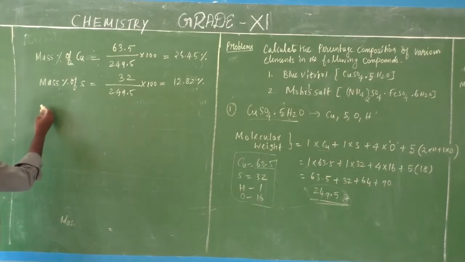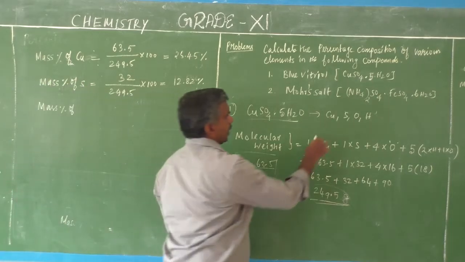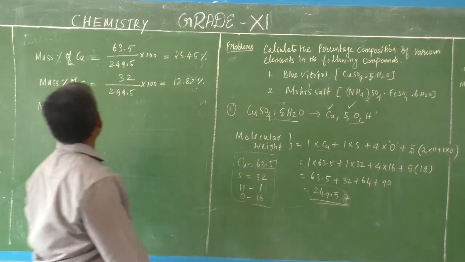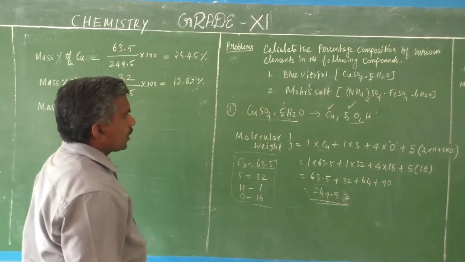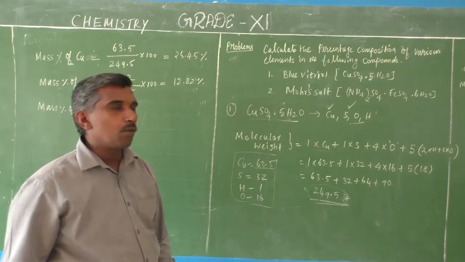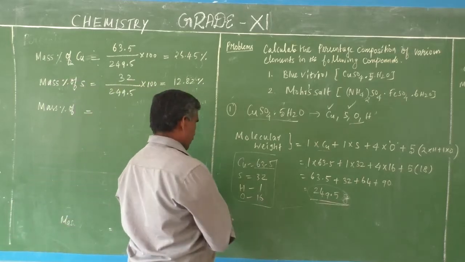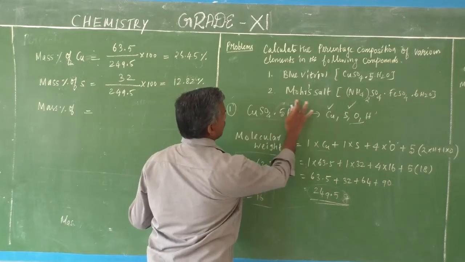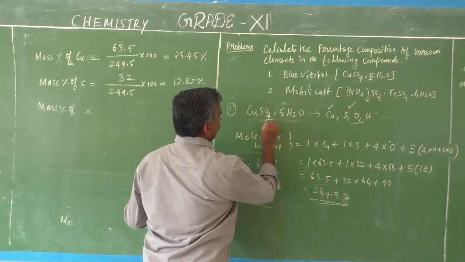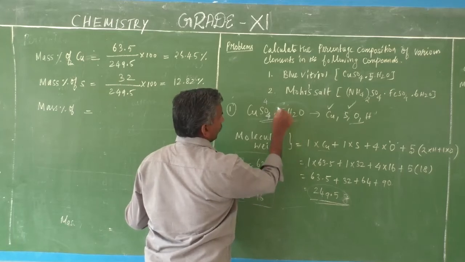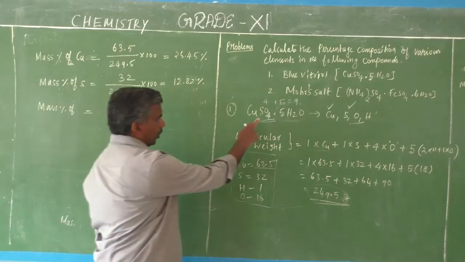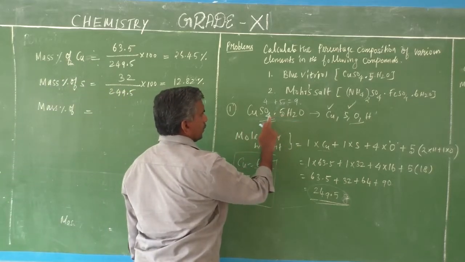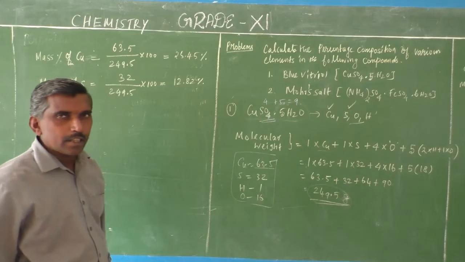Now the mass percentage of oxygen, after copper and sulfur. First you find how many oxygen are present in this compound. 4 oxygen, and here 5 into 1, 5 oxygen. Total 9 oxygen. 4 oxygen plus 5 is 9 oxygen present in this compound.